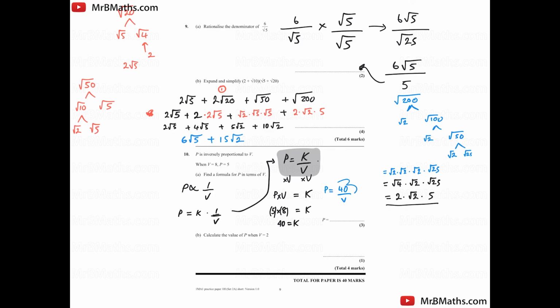Now for part B, it says calculate the value of P when V equals 2. So this is where this formula comes in. So we write that again, P equals 40 over V. We need to find out the value of P. As soon as we have P equals, it means we do not have to do any rearranging. So therefore it's just P equals 40, which is in the formula, over V. V is 2, so P equals 40 over 2. Therefore P is equal to 20.